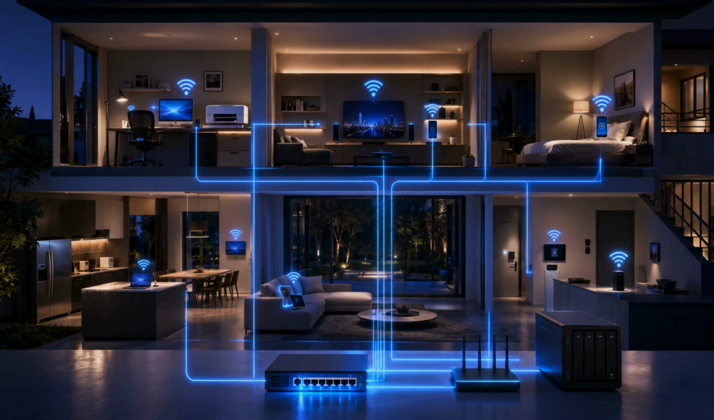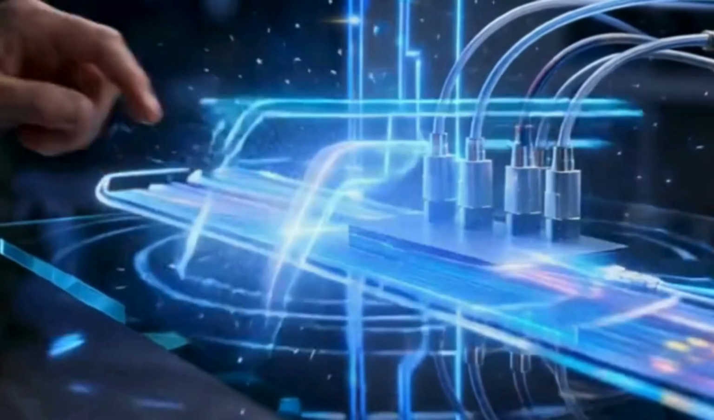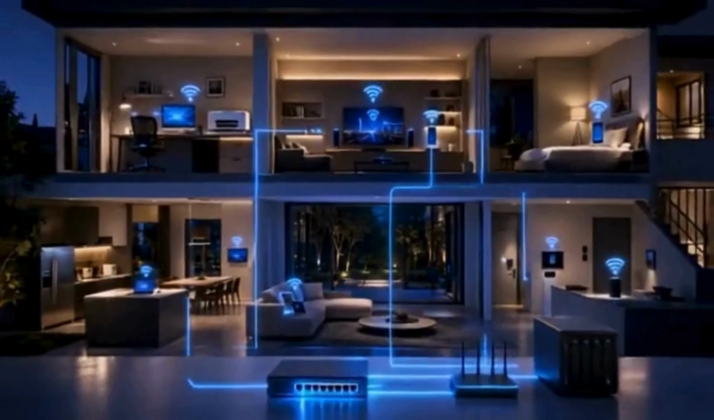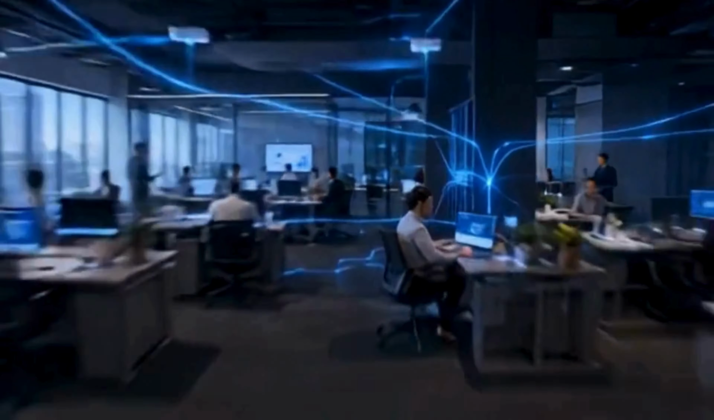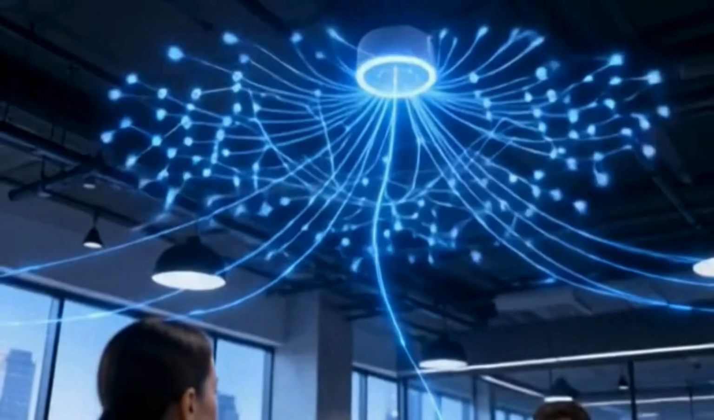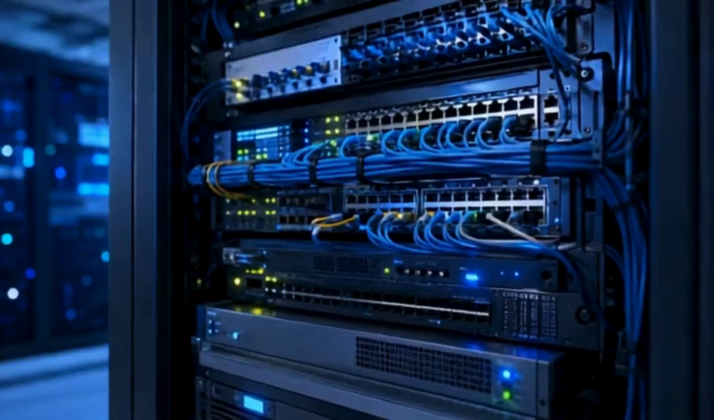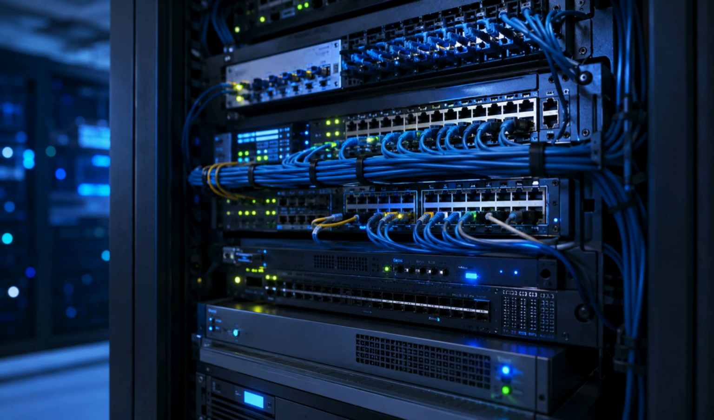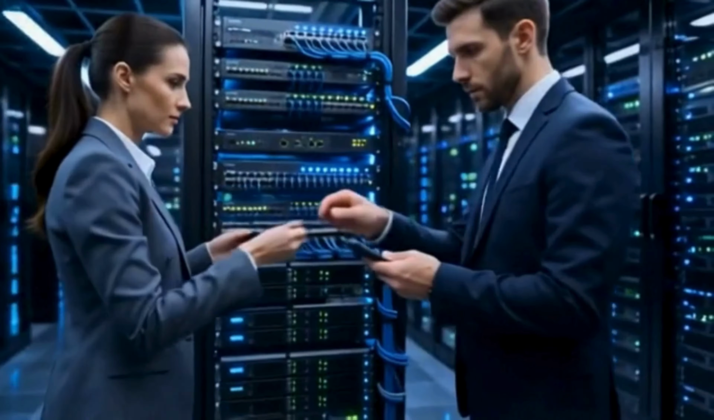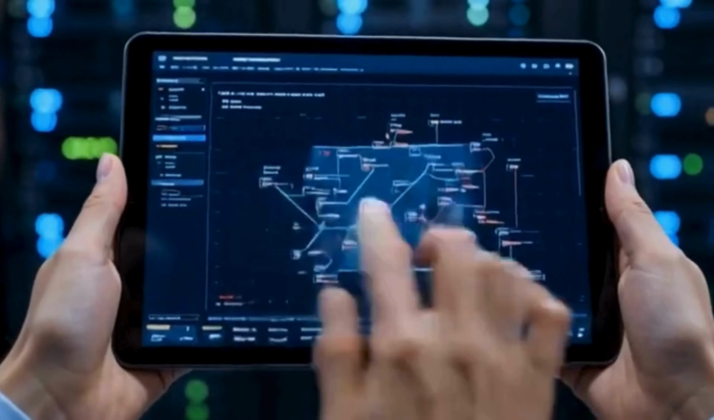Now let's zoom out. A local area network, or LAN, connects devices within a relatively small area, such as a home, office, school, or small business. This is probably the type of network you use most often. Inside a LAN, devices communicate at very high speeds using Ethernet cables, Wi-Fi, or both. A LAN allows people to share internet access, files, printers, storage, and applications. Because everything is located nearby, local area networks are usually fast, reliable, and cost-effective.